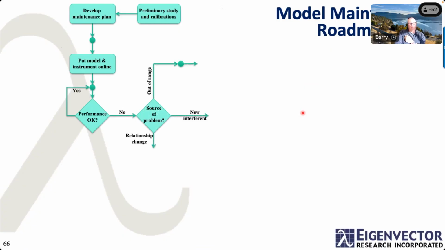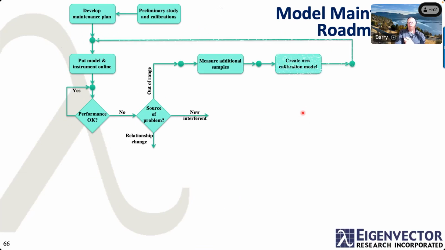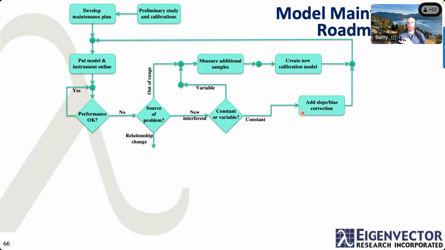No, well, then what? Well, what's the source of the problem? Is it out of range samples, a new interferent, a change in relationships because of instrument or sample matrix? So if it's just out of range, then you can measure additional samples, create a new calibration model, and get that back online. If it's a new interferent, well, is it constant or variable? If it's variable, then you're back to measuring additional samples, creating a new model. If it's constant, you have the possibility of adding a slope and bias correction.